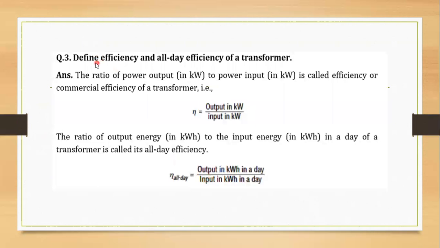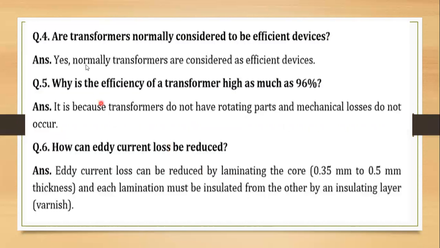Understood? And then define efficiency and all day efficiency. I've already explained. Output power by input power is called efficiency, and all day efficiency is nothing but output in kilowatt hours by input in kilowatt hours. Transformers are normally considered efficient devices, because being a static device, the losses are very less. Why is the efficiency of a transformer as high as 96%?